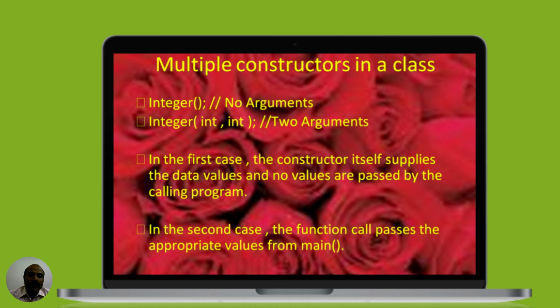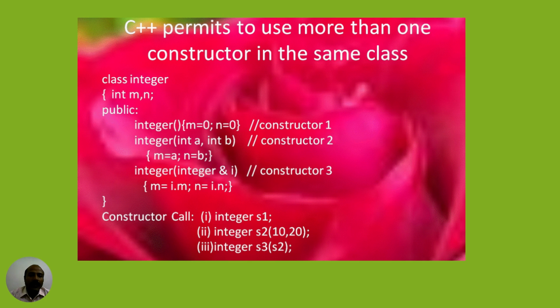Here the default values are used in the first case. In the second case, the function call passes the appropriate values from the main function. The main function passes two integer values, int and int, to the constructor. In the next slide, C++ permits us to use more than one constructor in the same class.